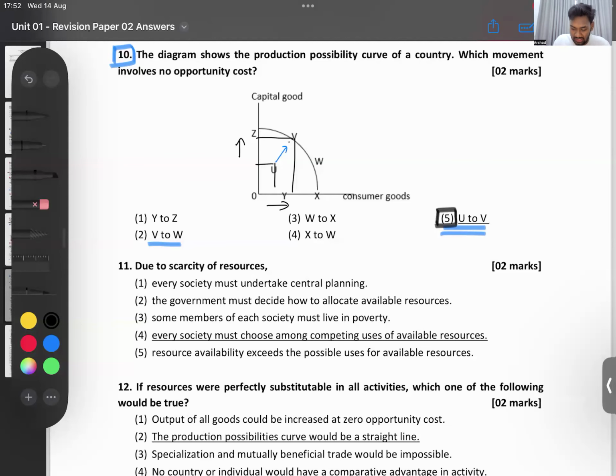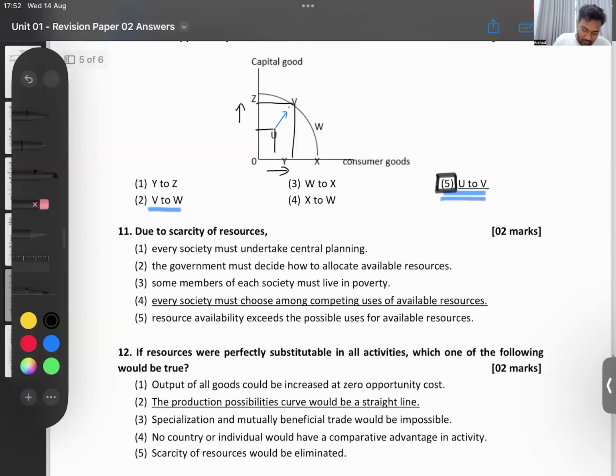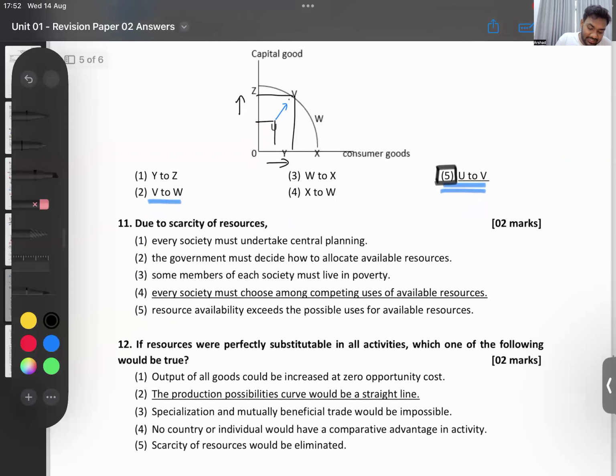Then going into 11 and 12. Question number 11 is saying, due to scarcity of resources, what happens? Easy. Every society must take central plan. This is from a past paper. Government must decide how to allocate resources. Some members of society must live in poverty. Every society must choose among competing users.